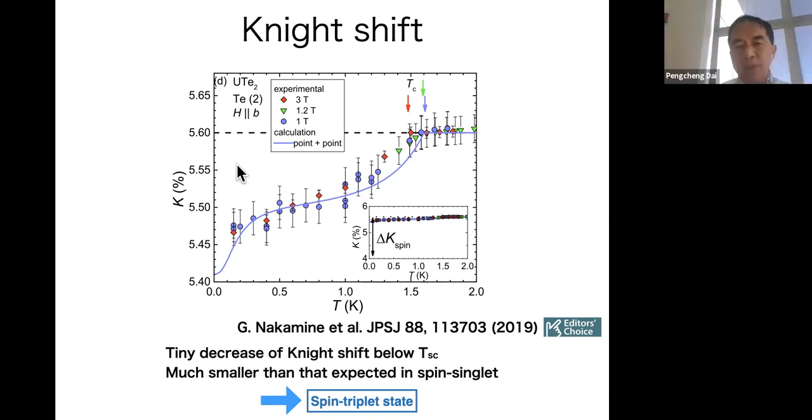So do you have any comments on the criticism that NMR only sees the surface? I don't think so. Basically the Knight shift detects the good part of the sample, I guess. Of course, there's a skin, but I think it's not so sensitive. Okay, I understand. Okay, that's a very, very nice talk.